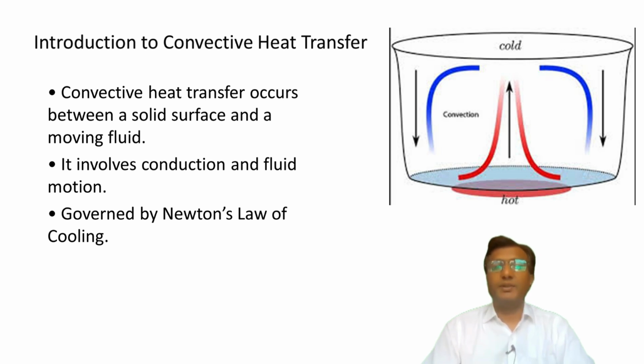Now let's start with the basics of convective heat transfer. Convection happens when a moving fluid like air or water transfers heat to or from a solid surface. It involves two processes. First is conduction, where heat moves through the fluid near the surface, and second is fluid motion, which carries that heat away. For example, when hot air rises from a radiator, it is convection at work.